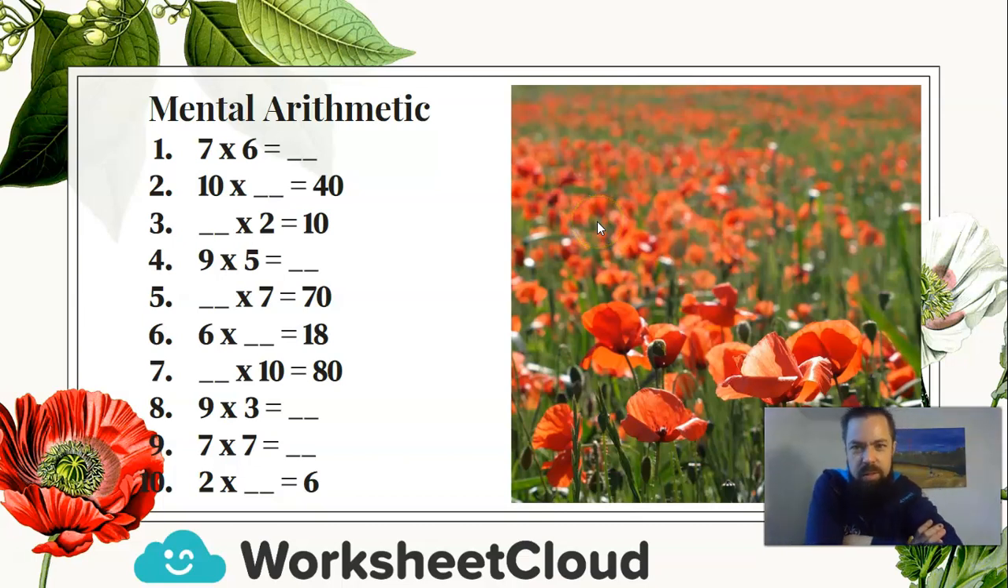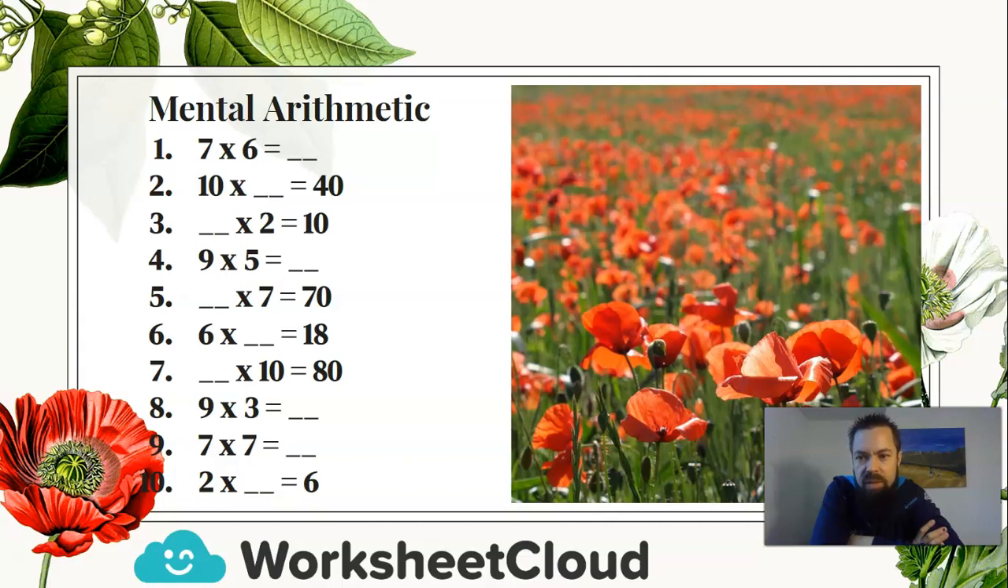The flower in the corner is obscuring my clock and I can't see it. But let's do the answers. 7 times 6 is 42. 10 times something is 40. 10 times 4 is 40. Something times 2 is 10. 5. So the missing number in number 3 is 5.